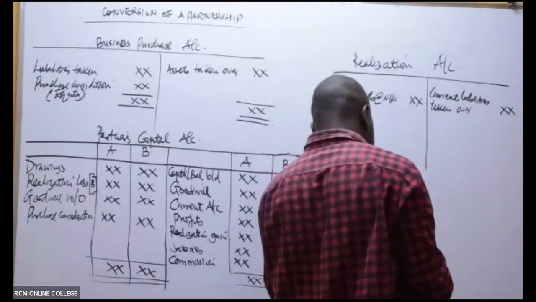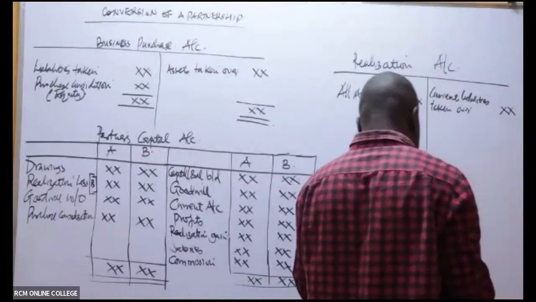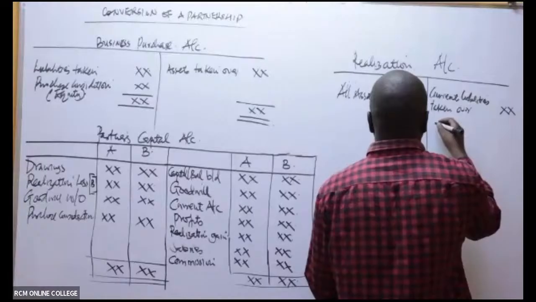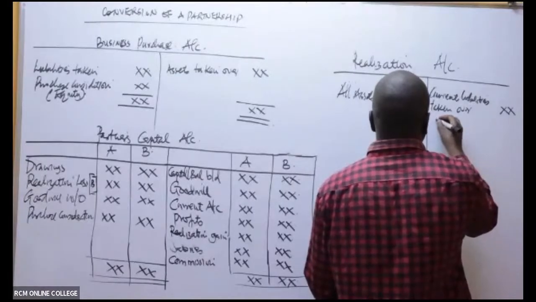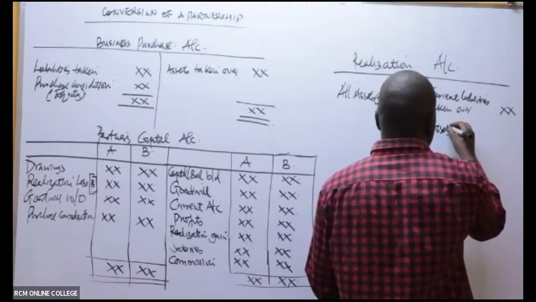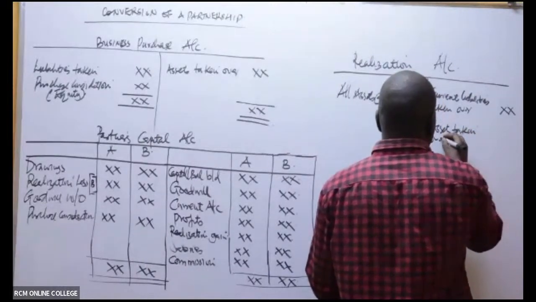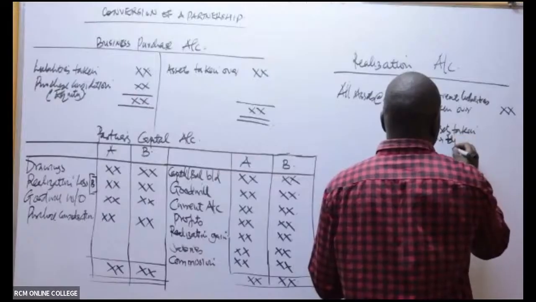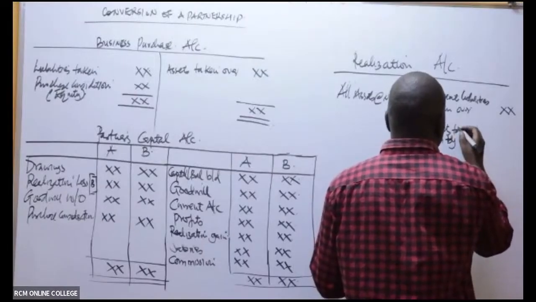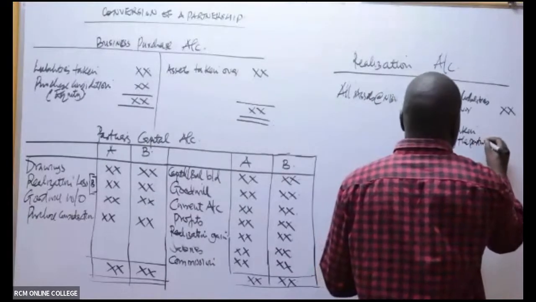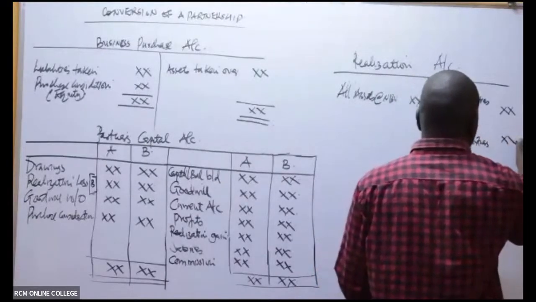Will have to be credited there. Then also assets which are actually taken over. So assets taken over by the partners. Maybe they took over some assets, they never transferred them. Assets taken over by the partners, you'll end up having to credit them.